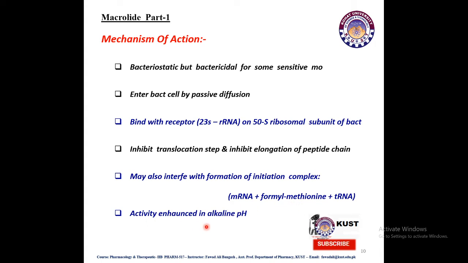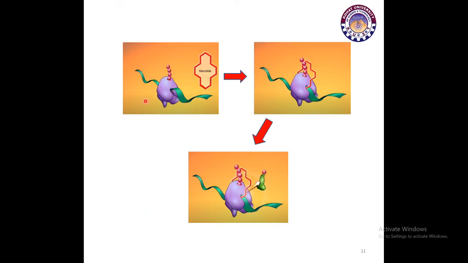So its activity is enhanced in alkaline pH. So this is the ribosome, the 50S and 30S ribosome. This is messenger RNA. This is the macrolide, the drug molecule, the ligand. For example, this is erythromycin, a macrolide. So they bind with the 50S ribosomal subunit.